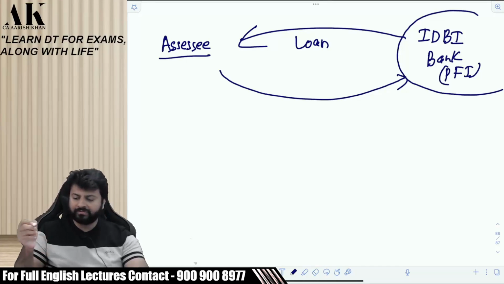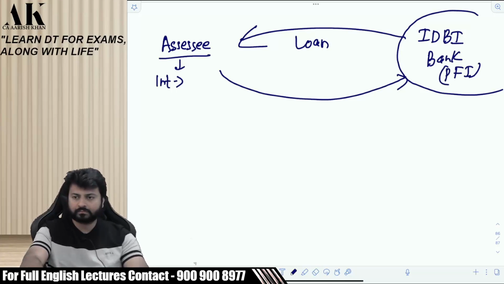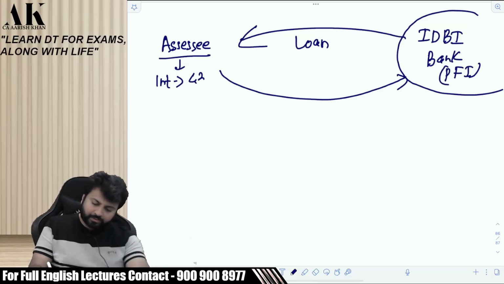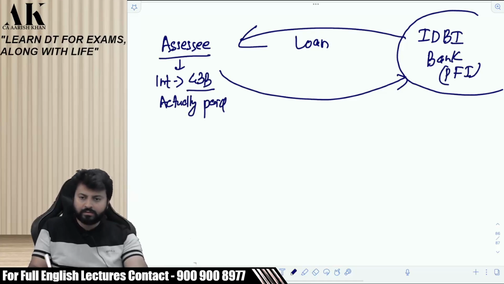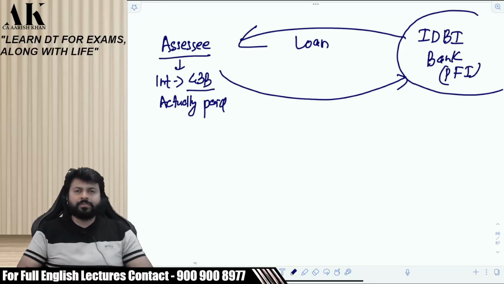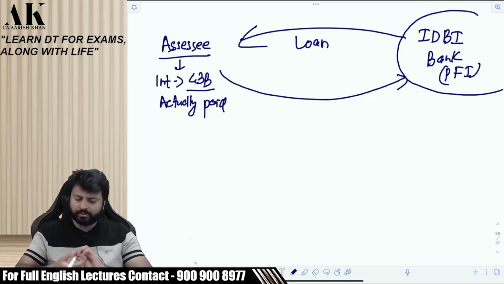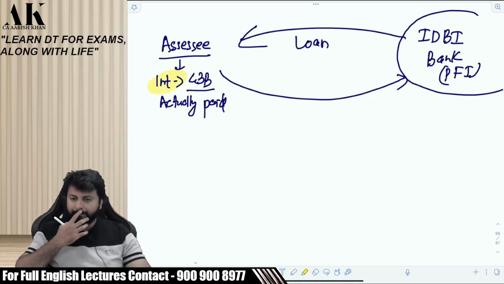Now, if you take a loan from a public financial institution, then interest is allowed as deduction, subject to 43B. It means interest should be actually paid. Okay. Then only deduction is allowed, because it is written in 43B. What is written in 43B? That interest on a loan taken from a public financial institution shall be allowed as deduction on actual payment basis. It is not allowed on accrual basis. Okay. Now, pay attention, please, all of you. It's a very important issue for the exam.